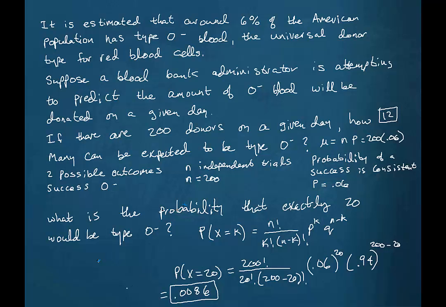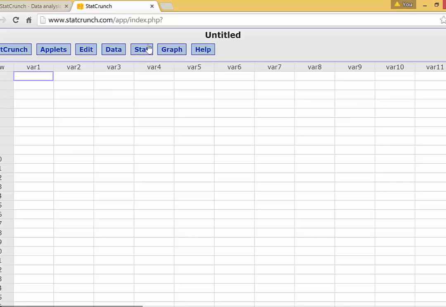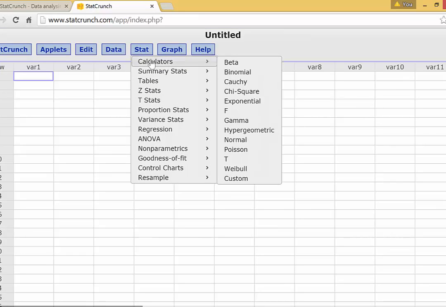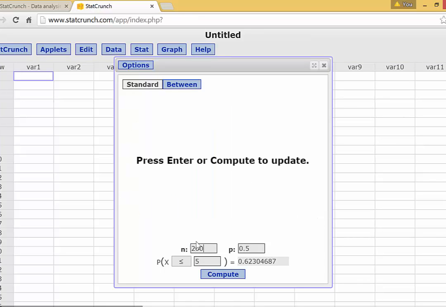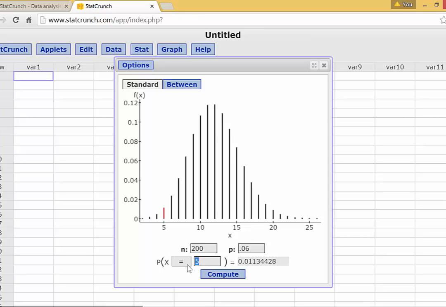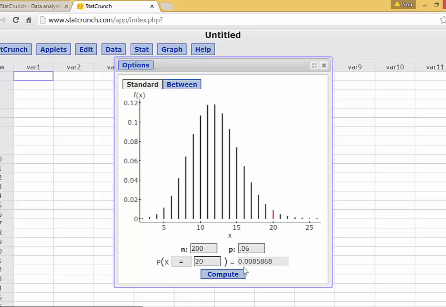Now we can use StatCrunch to find this probability quickly and easily. We'll do that by clicking Stat, Calculators, Binomial, set n to be 200, p to be 0.06, and then the probability that x is equal to, and the value was 20. And again, we find this probability 0.0086 if we round to 4 decimal places.